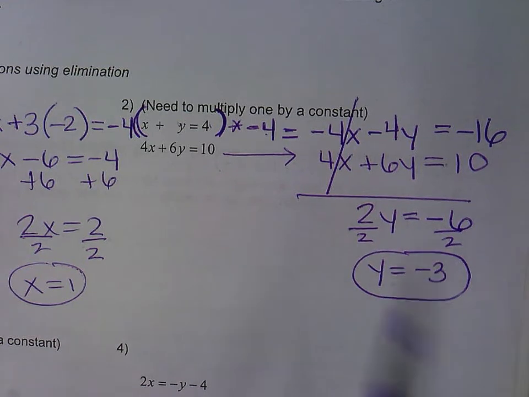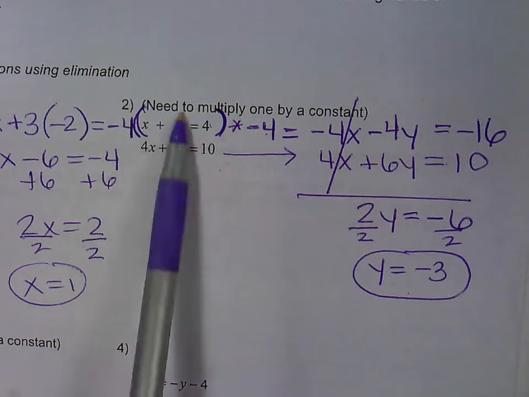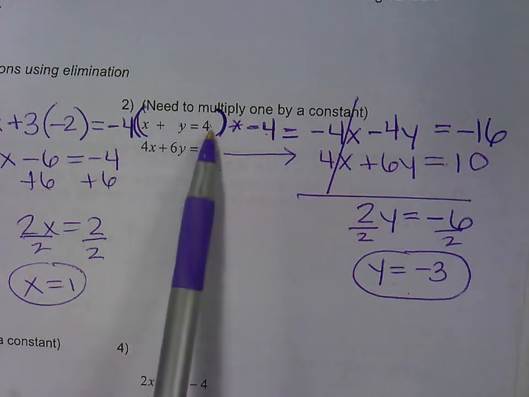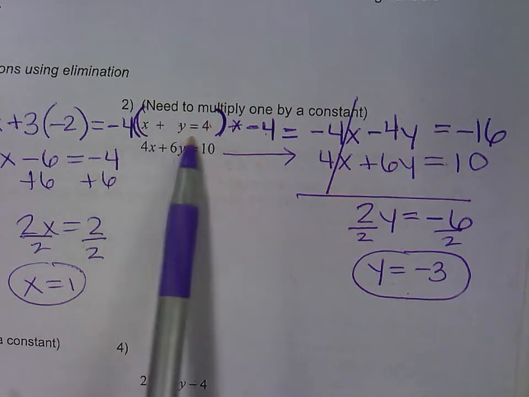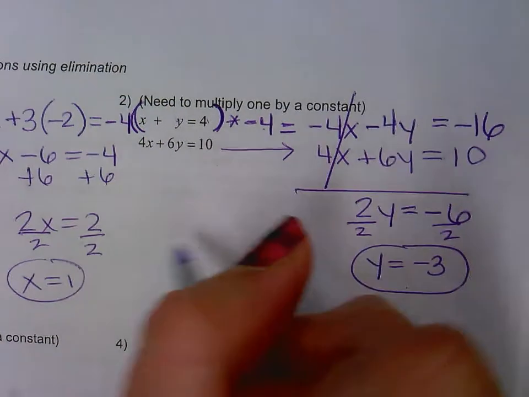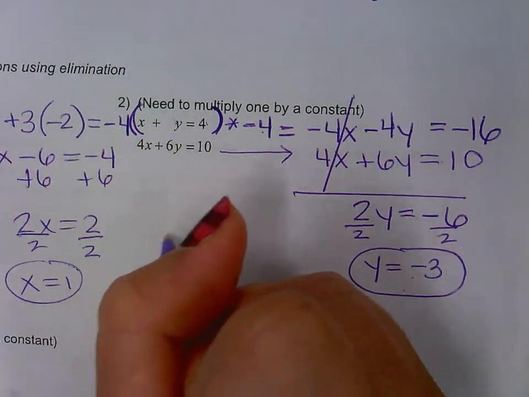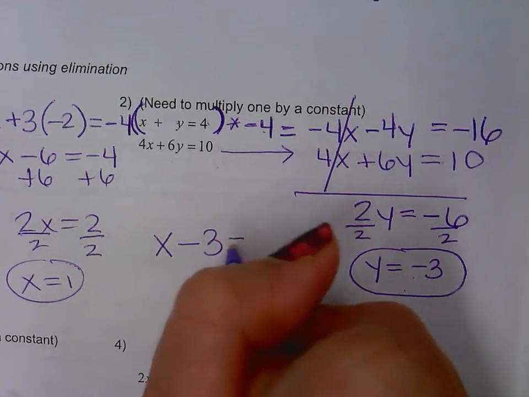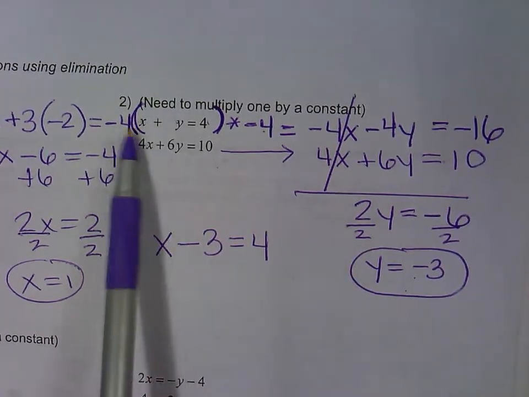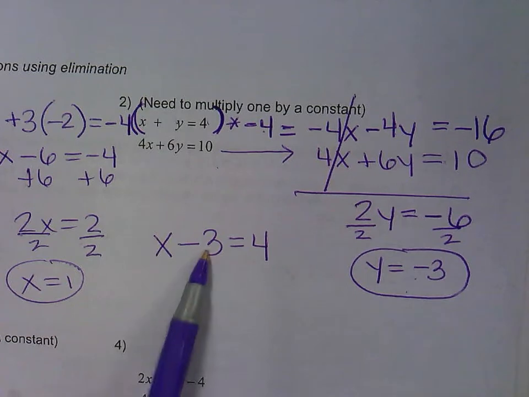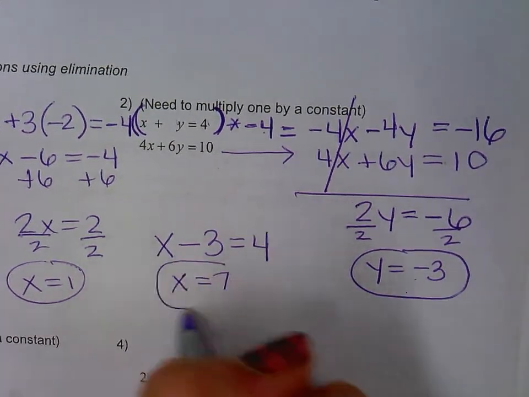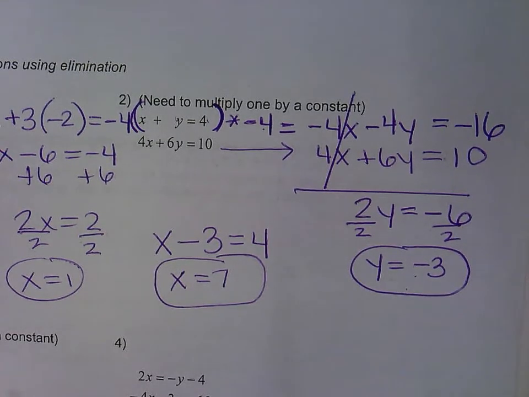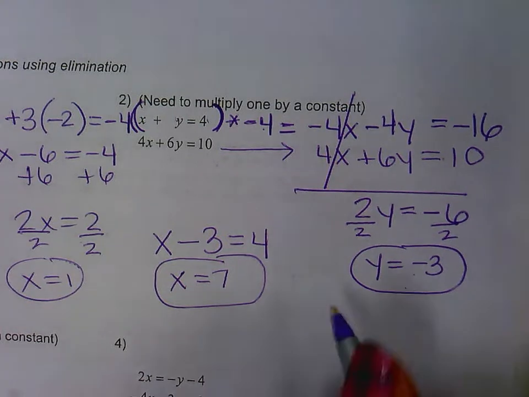Now you can plug that back into the multiplied equations or the original equations. I always go to the simplest equation, like x plus y equals 4. To me, that would be the easiest. So if I plugged in this number, I would have x minus 3 equals 4, right? Because x plus y equals 4. Plug in the negative 3. So then you can quickly see that x would have to be 7 to make that true, because 7 minus 3 gives you 4. So your answer is 7 comma negative 3.